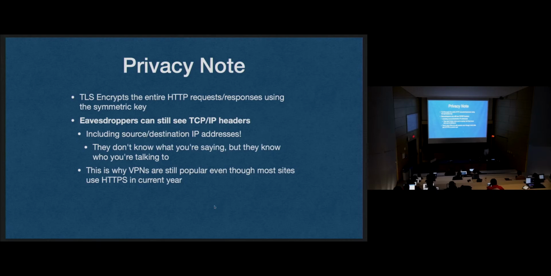But the way things work, TCP/IP headers are not encrypted. And this is why VPNs are still popular. We still use VPNs, even though pretty much everything is HTTPS these days, because they can still see who we're talking to. They can't decrypt our actual HTTP messages or our WebSockets to see what we're saying, but they can still see who we're talking to, and how many bytes we're sending. They can start piecing things together and learning something about what we're doing.